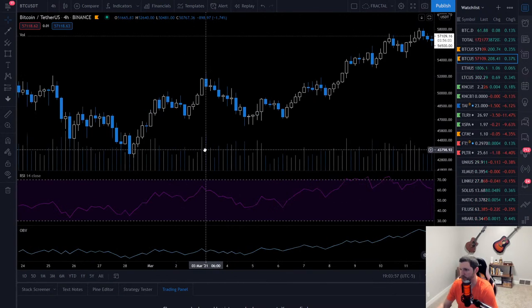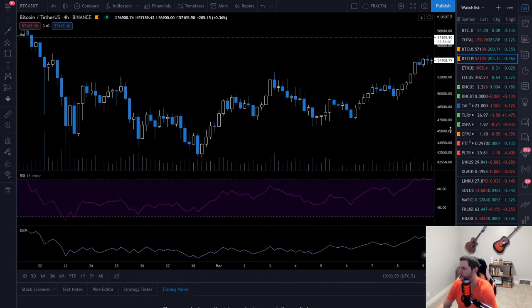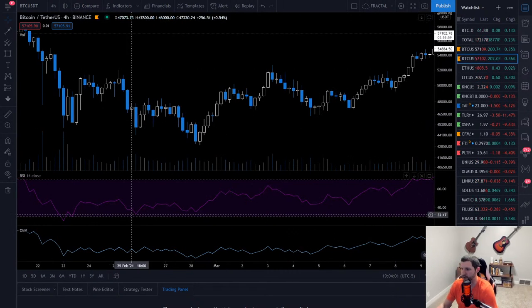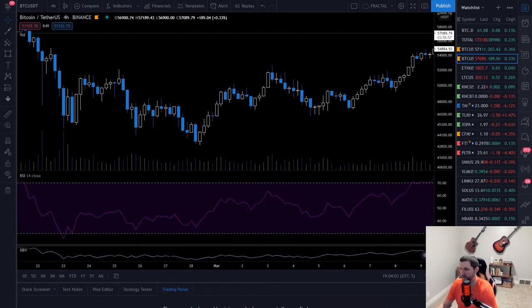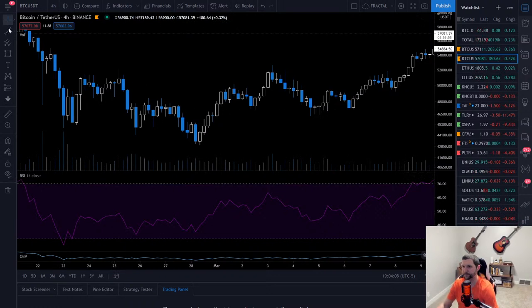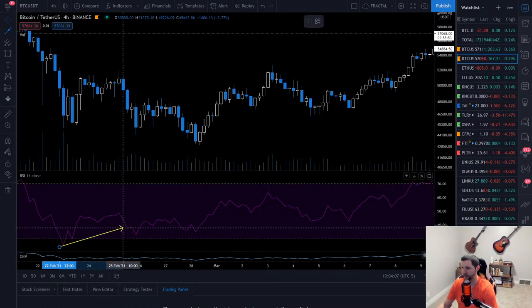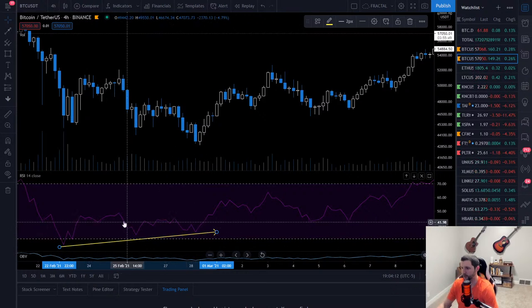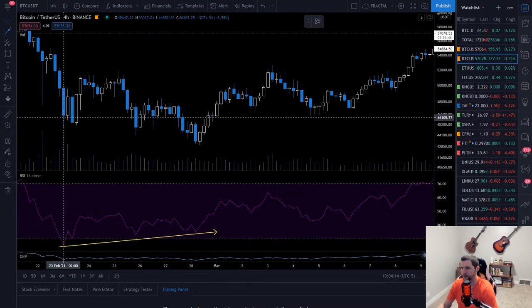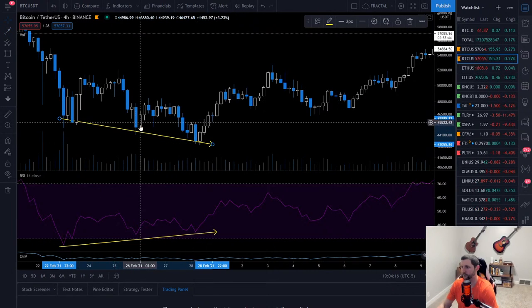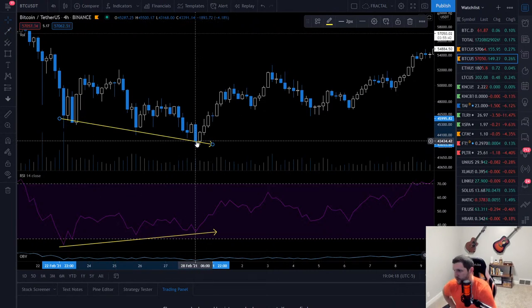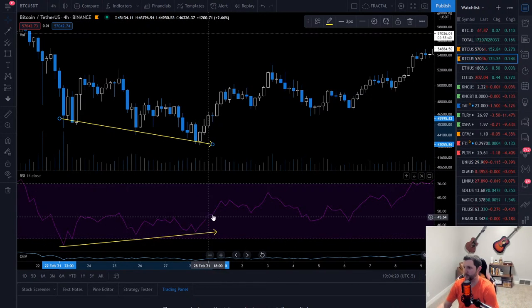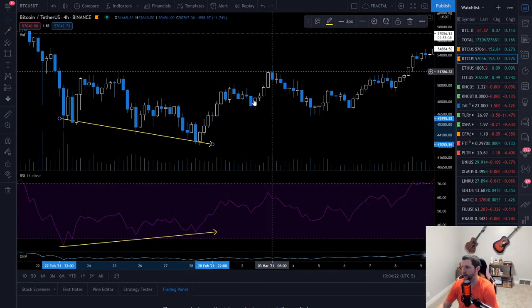Excuse me. All right. Let's see. So here we go. Here's a very nice 4-hour chart. Okay, I'm going to get rid of OBV for a second. Let's just look at RSI. And what you see here is 1, 2, 3 higher lows, 3 lower lows, and that is a bullish divergence. And you can see what happens here is price starts to break out and move up.